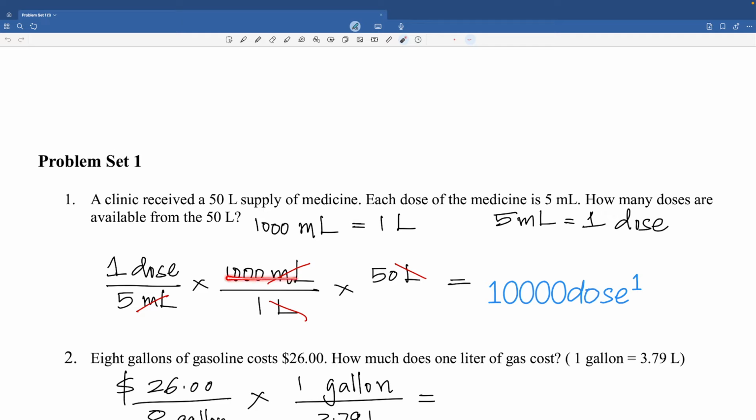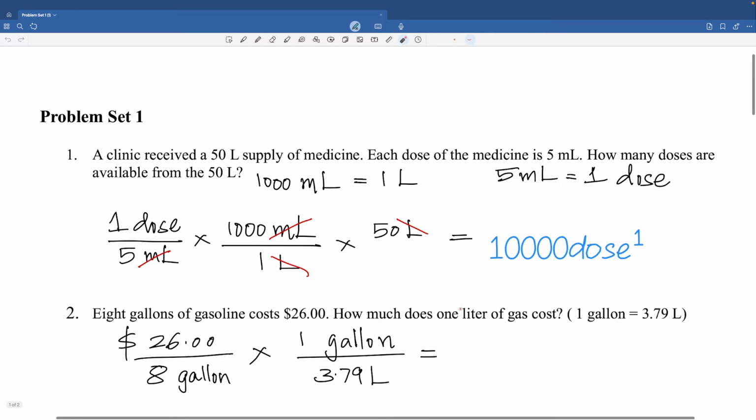So 1,000 milliliters is 1 liter, see that? And then since we need to get rid of the liters, you multiply it by 50 liters, which is the supply. So now you see that the milliliter gets cancelled out here, the liter gets cancelled out here, and you're left with just the number of doses. When you do the math, you get 10,000 doses. Okay, so the answer is you can make 10,000 doses using the supply. So conversion of units is very important.